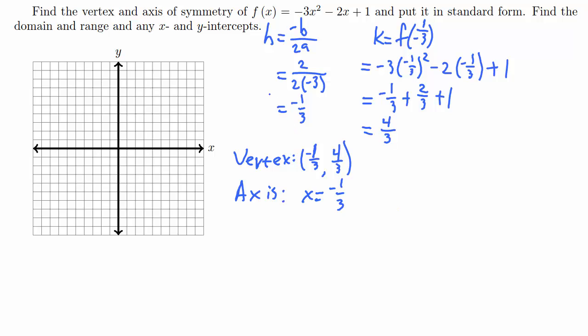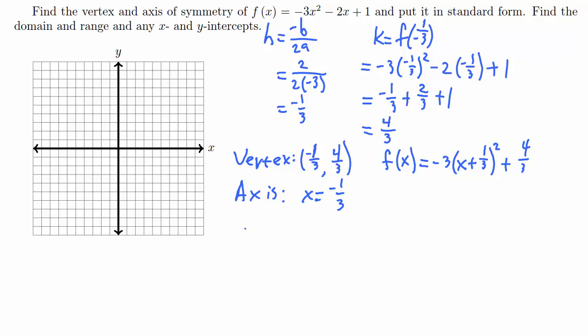Fantastic. Okay, so the standard form from this is actually not too bad. It's f of x is equal to, now the a here is negative 3, so I do need to include this. So this is negative 3 times x minus the x coordinate, but it's negative 1/3, so that makes this plus 1/3. And then you square it. And then plus the k value, but that's positive 4/3, so we just write plus 4/3.